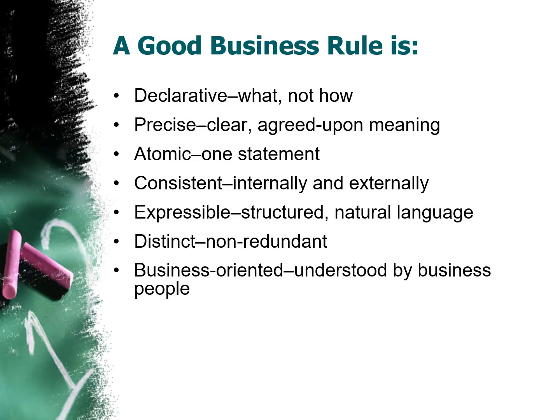Now, talking about a good business rule, it has to be declarative, precise, atomic, consistent, expressible, distinct, and business oriented. These terms are actually just a guide for us, so I don't have to discuss each item. I believe these things are very self-explanatory.